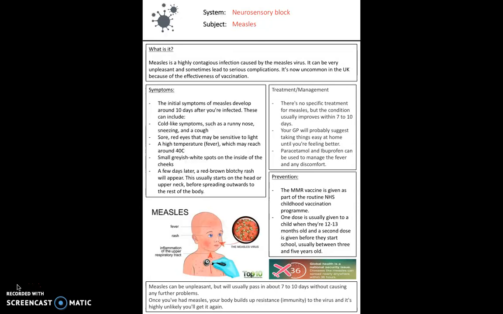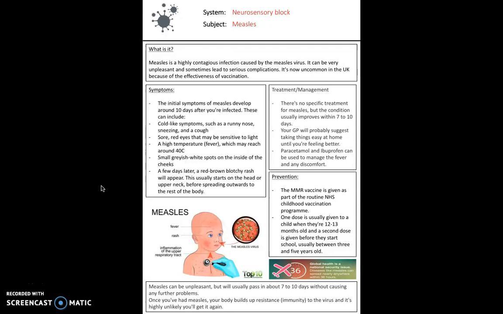There's no particular treatment, but normally you'd see that it improves within 7 to 10 days of developing the condition. The best way to battle this disease is to take things easy and maybe take some paracetamol or ibuprofen to manage the fever that you're experiencing.